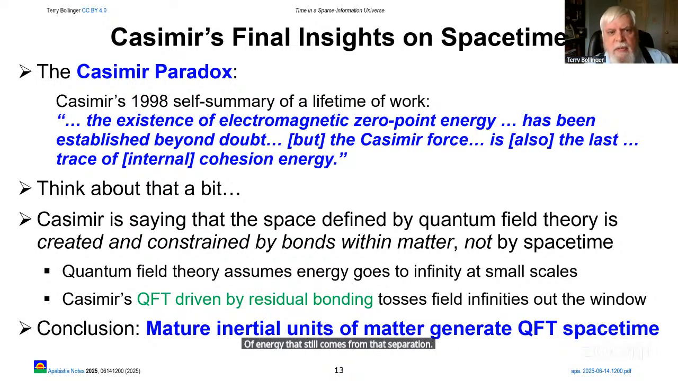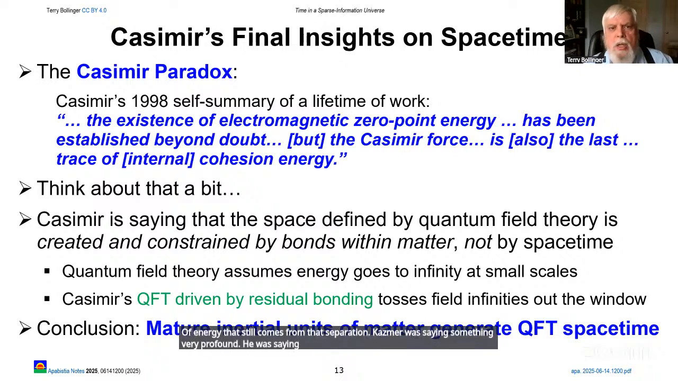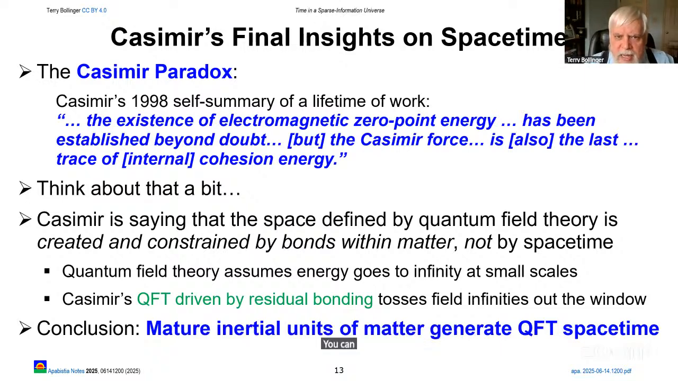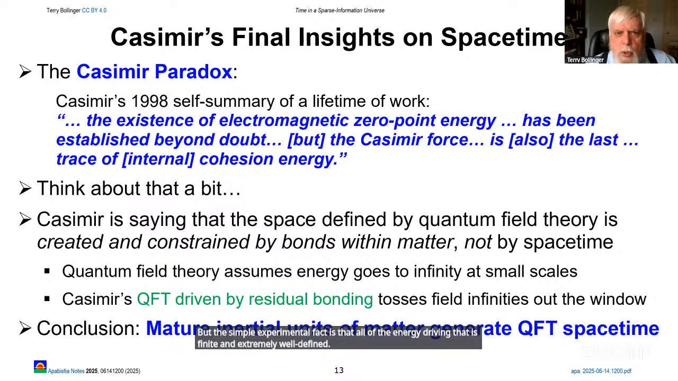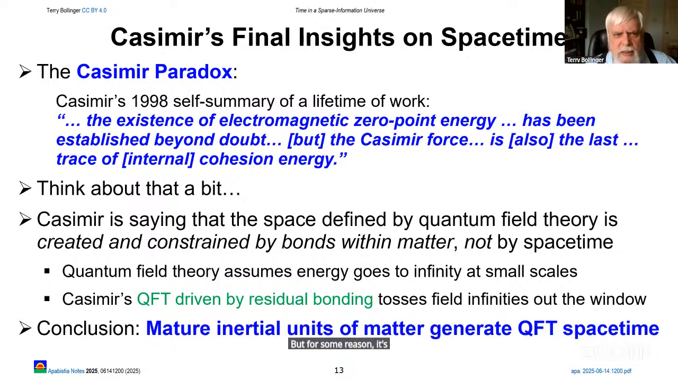Casimir was saying something very profound. He was saying that in all of these definitions of quantum field theory, you can talk about infinities at the bottom all you want to, but the simple experimental fact is that all of the energy driving that is finite and extremely well defined by the forces that are left over by breaking the matter apart. And if you take that into account, it does change the math. I've looked for it. I've not found it. I've found traces of some consideration of this, but for some reason, it's not a theme that seems to have caught on even after all this time.